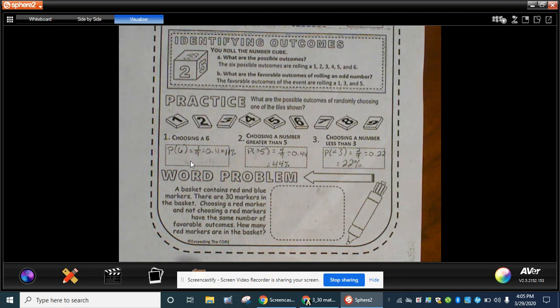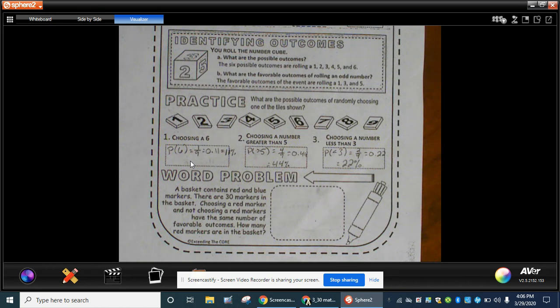All right. Last one, we got a word problem. A basket contains red and blue markers. There are 30 markers in the basket. So two key things to solve for this problem here. Choosing a red marker and not choosing a red marker have the same number of favorable outcomes. How many red markers are in the basket?